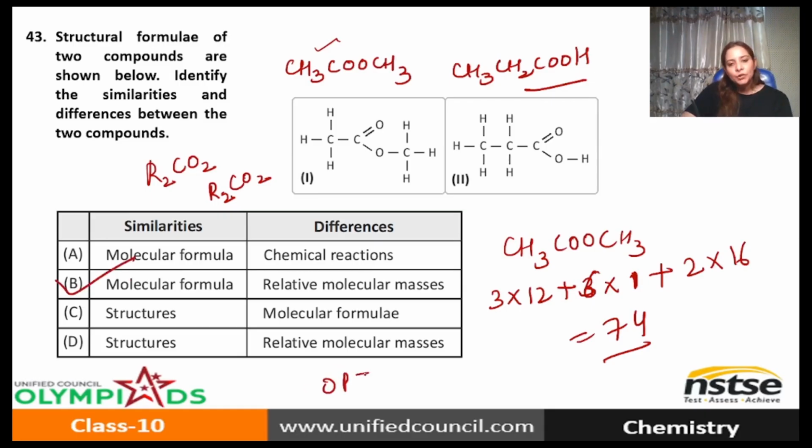So which option is correct, students? Option B. Option A isn't correct because the molecular formula is the same, but they are different types of compounds, so they will show different reactions. C says structures and molecular formula. No, molecular formula is not a difference, and in the same way D is incorrect. So option B is correct.